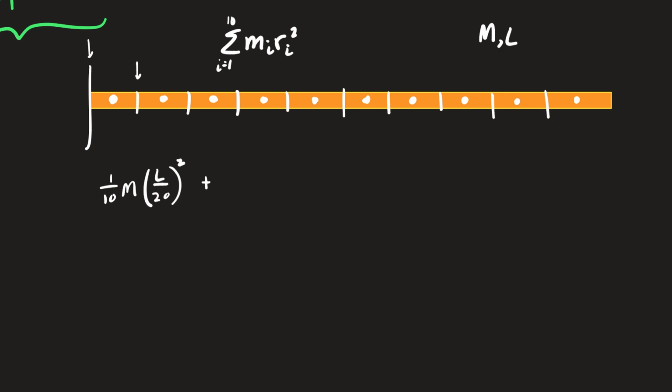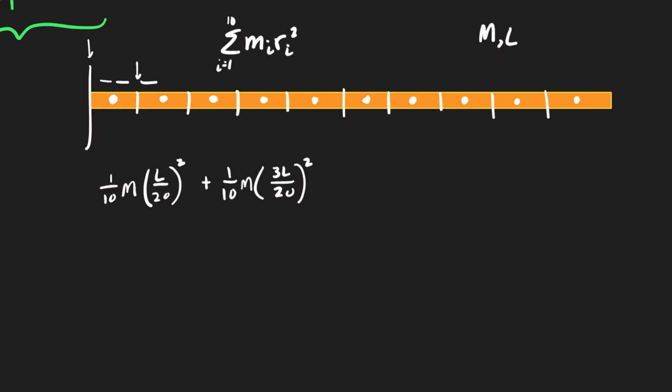What's the mass of the next piece? Each piece is the same size, right? So what's the mass of the next piece? 1/10. And how far away from the axis of rotation is its center? 3/20. That's right. Do you guys see why it's 3/20? Look at where the dot is. This is 1/20, so that's 2/20, and then 3/20. So 3L over 20 squared.